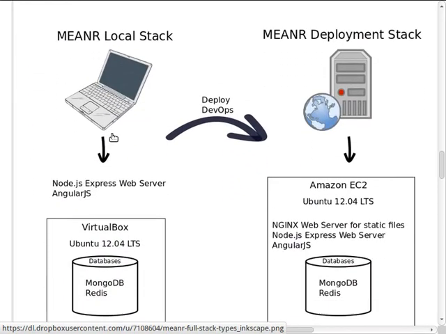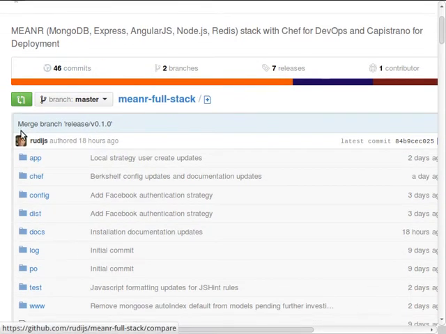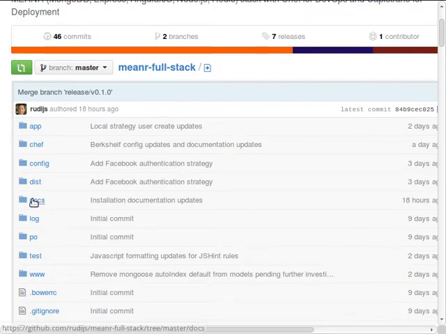What we're going to install on the local machine is the MEANR local stack, Node running an Express web server serving Angular pages, and inside VirtualBox we'll install Ubuntu 12.04 LTS, and then inside Ubuntu we'll be installing MongoDB and Redis databases.